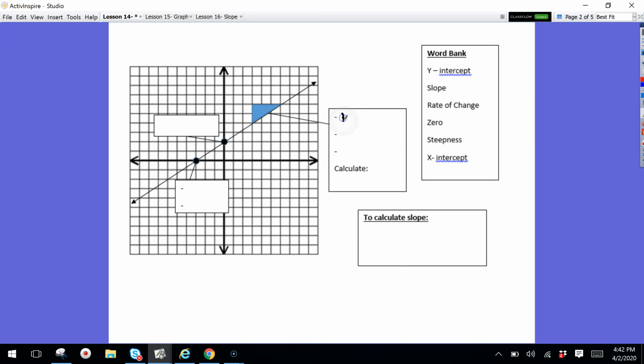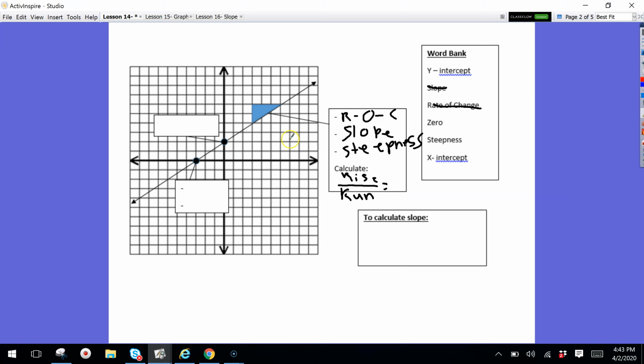So we're going to call this the ROC, or the rate of change. Another word that we can use for this is slope, and another word is steepness. Again, we're finding how much it's changing by. How much is it going up by? How much is it going across by? So we call this rise over run.